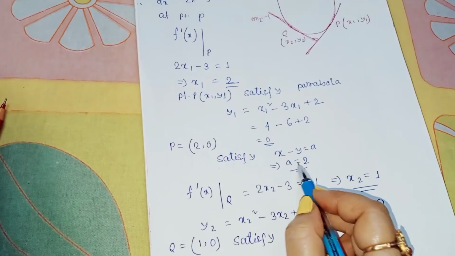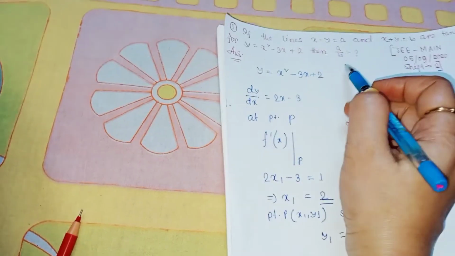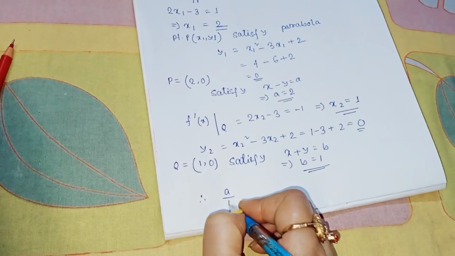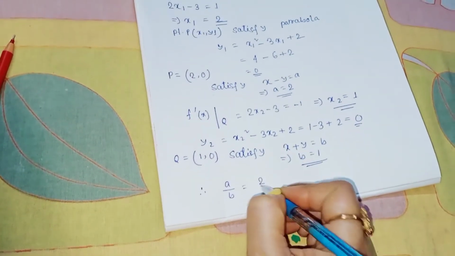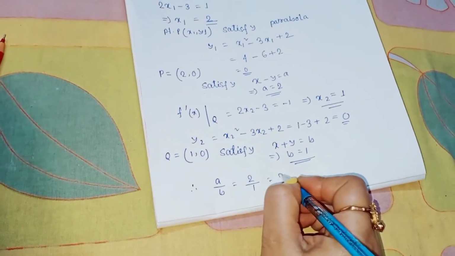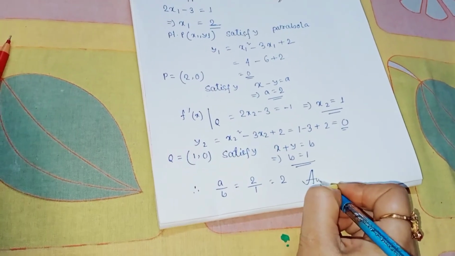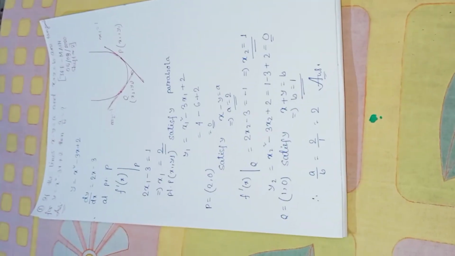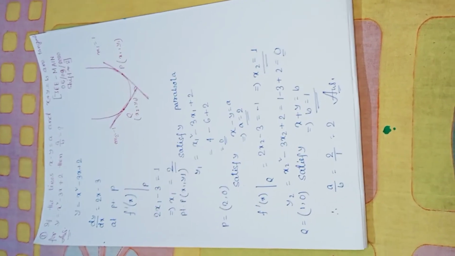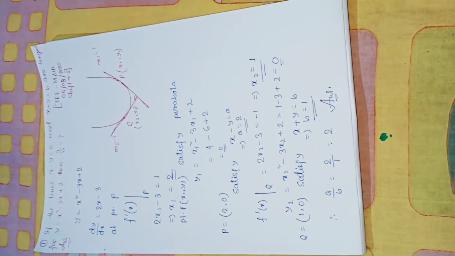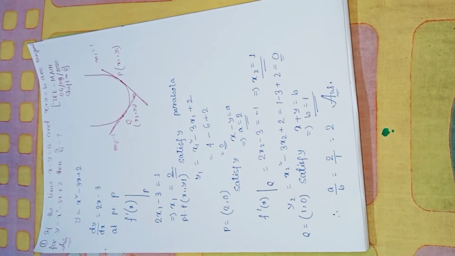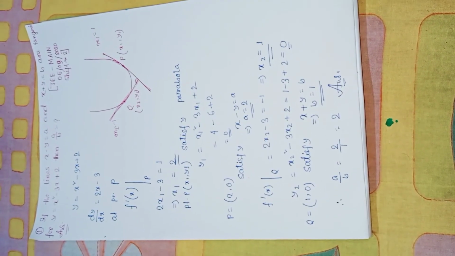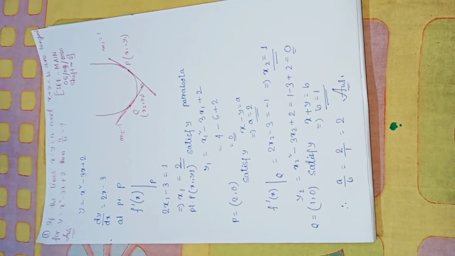So we get a is equal to 2 and b is equal to 1, and the question asks a by b. Therefore a by b is equal to 2 by 1, that is equal to 2, and we reached our required answer. So I think this is a moderate type of problem, and if we plot the picture and then calculate, the calculation is easy. So here is the whole solution.